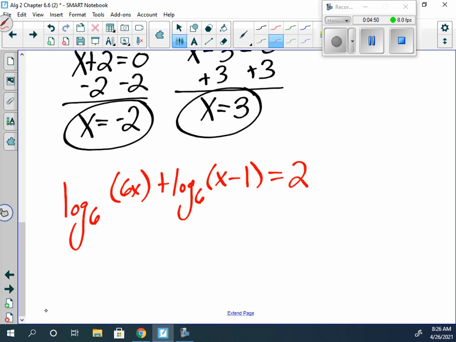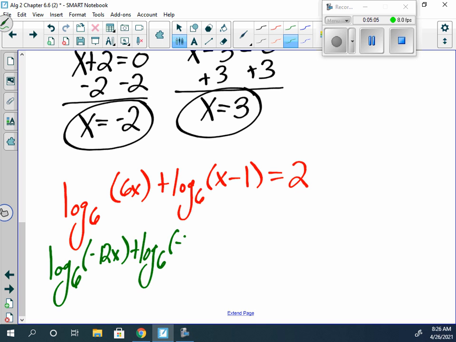And if we check it, we'll see with negative 2, we'd have log base 6 of, well, negative 2 times 6 would be negative 12, plus log base 6 of negative 3 is equal to 2. But we cannot have negatives inside of the log. It'd just be negative 12.